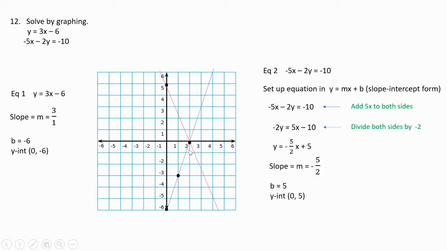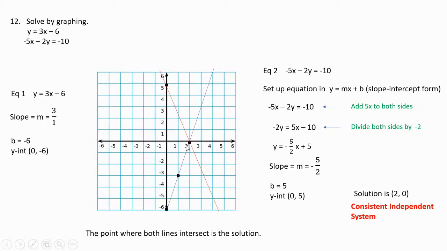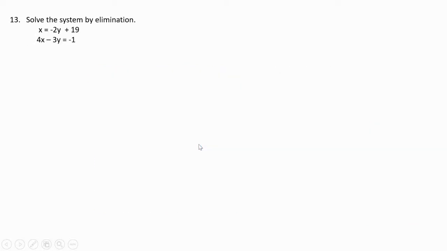So draw my line. The answer is where both lines intersect. The point where both lines intersect is going to be (2, 0). So that's my solution for the system of equations. This is called a consistent independent system because you have one solution. Okay, now this one we're going to solve by the elimination method.